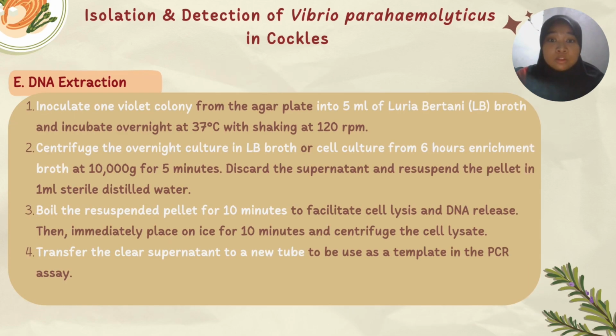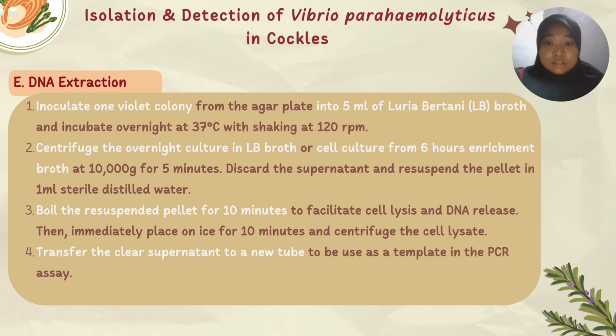Okay, next, we will conduct the DNA extraction. Firstly, we will inoculate 1 violet colony from the agar plate into 5 ml of Luria Bertani, or LB broth, and incubate overnight at 37 Celsius with shaking at 120 rpm. Then, we centrifuge 1 ml of the overnight culture in LB broth or cell culture from 6-hour enrichment broth at 10,000 g for 5 minutes. After centrifuging, discard the supernatant and resuspend the pellet in 1 ml sterile distilled water. Then, boil the resuspended pellet for 10 minutes to facilitate cell lysis and DNA release.